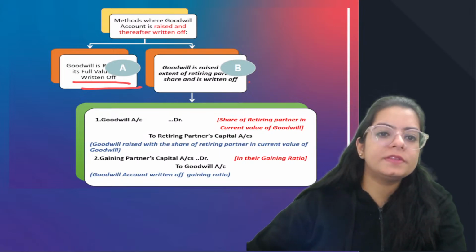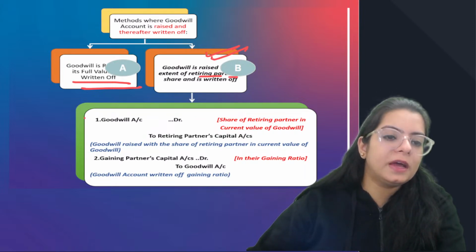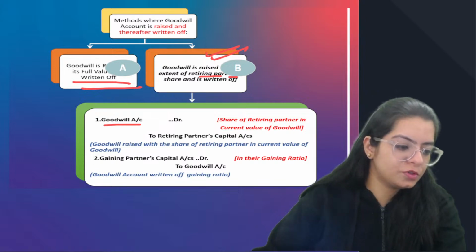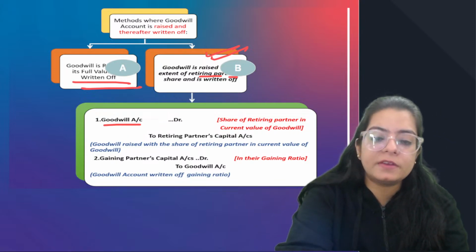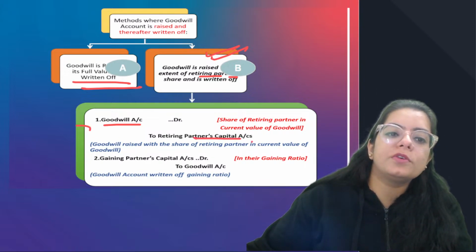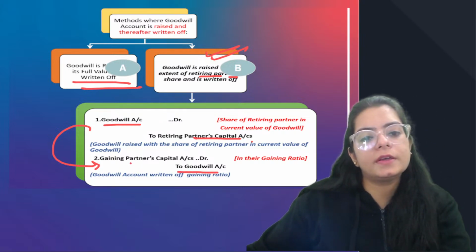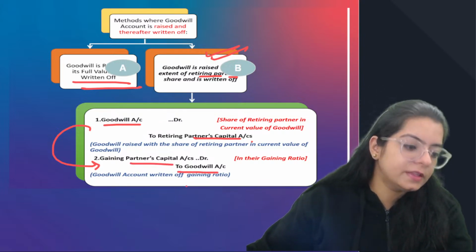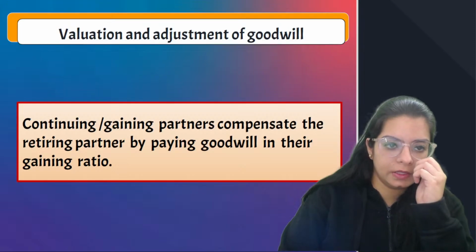Okay, ji. But this is in the syllabus: if we are raising the goodwill of the retiring partner, that means you will debit goodwill because you are raising it, asset increases, and it will be paid or contributed by the partners, so partners will be credited. Later, you are going to write it off. How will you write it off? With the gaining partners' capital, right? The remaining partners will compensate it. Okay, ji.